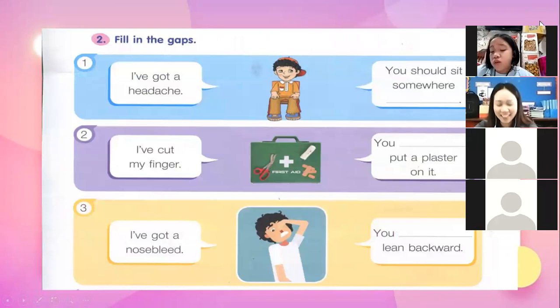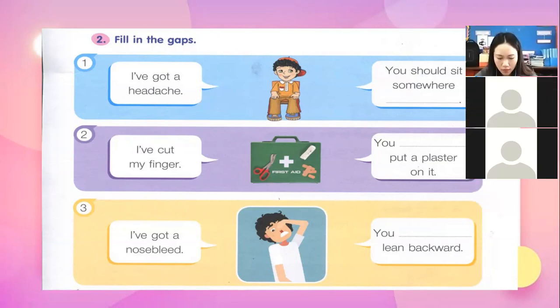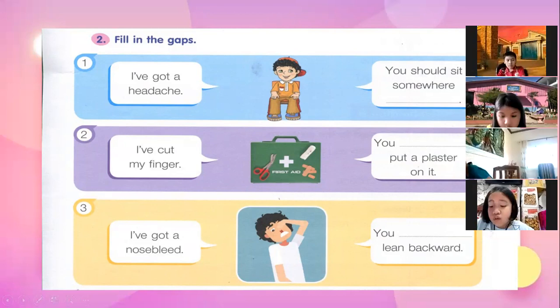Okay, now let's fill in the gaps. Here we have 3 different statements. Now we have to find a suitable word to fill the gaps. Number 1, I have got a headache. You should sit somewhere. So what is the best word we can put here in the gap?